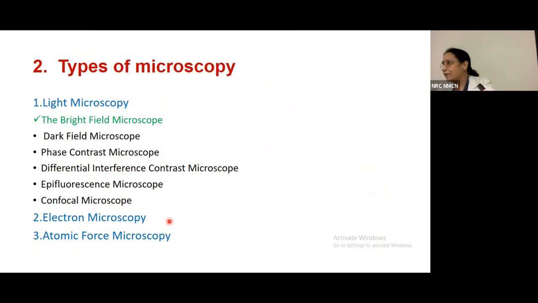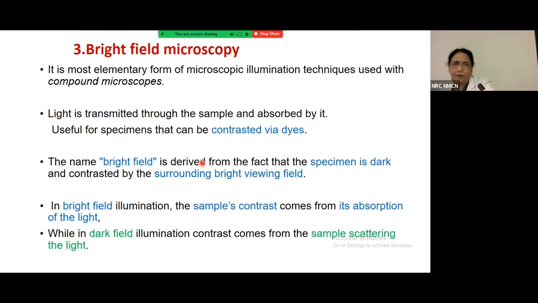So what are the types of microscopy? There are three types. One is light microscopy, electron microscopy, and atomic force microscopy. Today we are going to talk about light microscopy. That includes bright field microscope, dark field microscope, phase contrast microscope, differential interference contrast microscope, epifluorescence microscope, and confocal. Today I will confine myself to bright field microscopy.